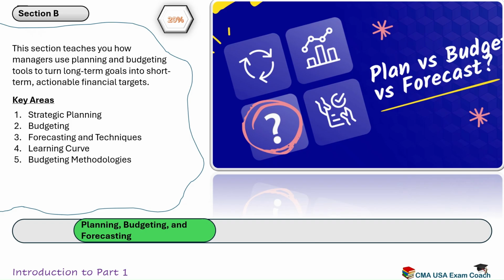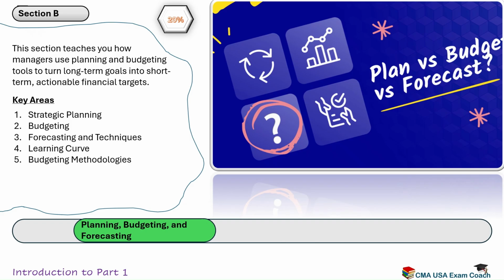4. Learning curve. This is an interesting concept. It tells us that as employees gain experience doing a task, they become faster, more skilled, and more efficient. For example, a new production team may take longer in the first month, but after a few months, they'll produce more in less time, lowering overall costs.